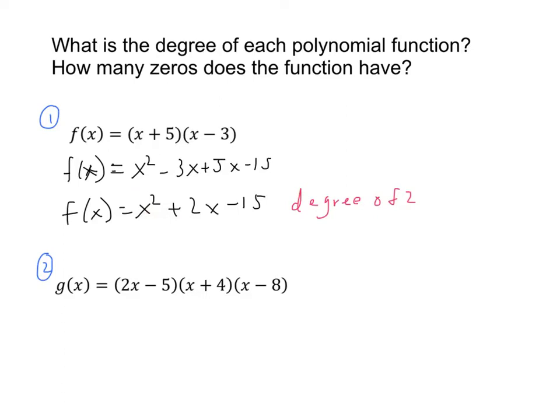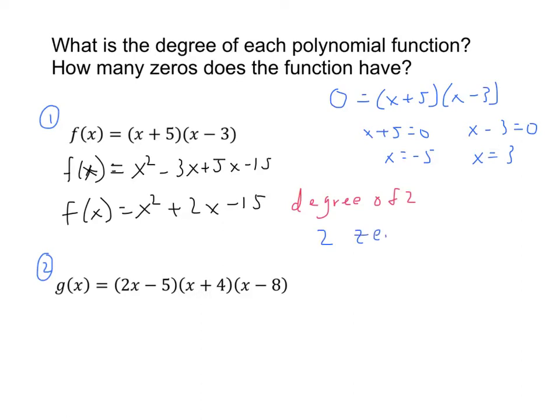Well, to find the zeros, we would set the output to 0, so we'd have 0 equals x plus 5 times x minus 3, and we would use the zero product property, which says that one of the factors has to be 0. So either x plus 5 is equal to 0, or x minus 3 is equal to 0. And we get a zero of negative 5, and we get a zero of 3. If you count the number of zeros, how many are there? There are 2 zeros. Here's one, here's the second one. So what we have here is a second degree polynomial that has 2 zeros.